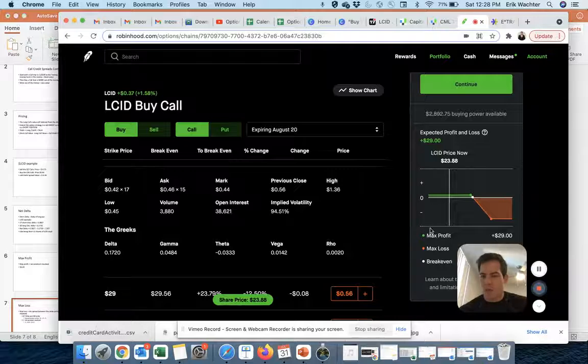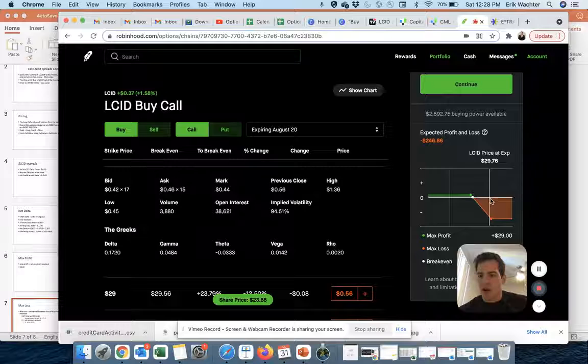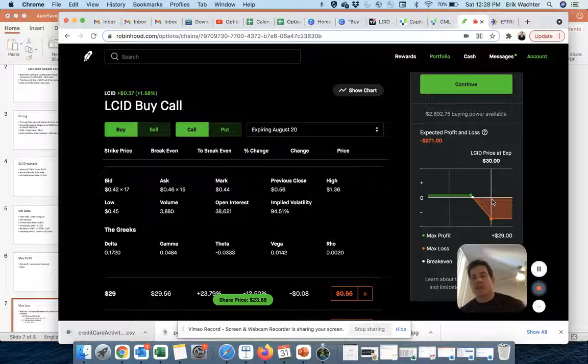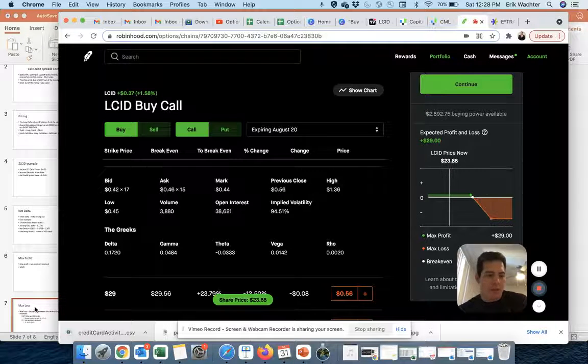Let's go back to Robinhood. Let's see if that is true. We come here. If you look up, here's the expected profit and loss. Watch as that changes. You see right here at the $30 strike, which is actually coincidentally the strike we're long. If the stock goes above our $30 strike, we will hit max loss of $271. So that's max loss.